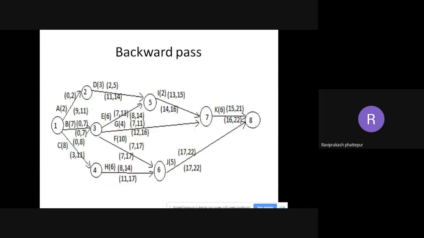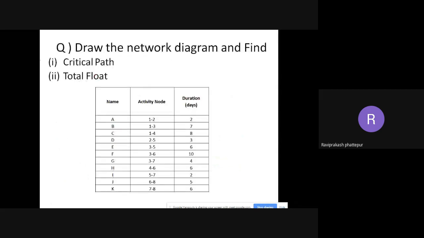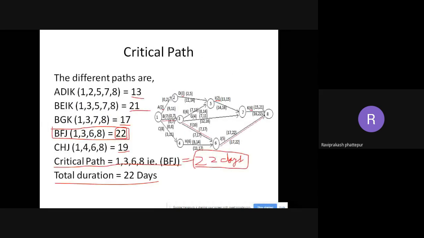I'll go back to the problem. What all have they given? Draw the network diagram and find the critical path. The critical path is done, but the second one is total float. I need to find the total float. Are you done with this till here? Till the critical path, you have understood? Yes, sir. Okay, good. I hope you have copied everything down.